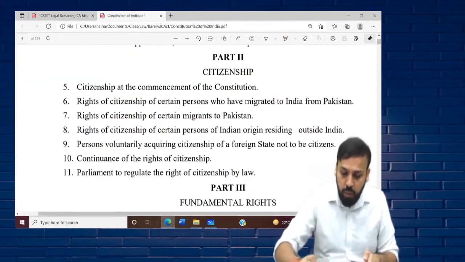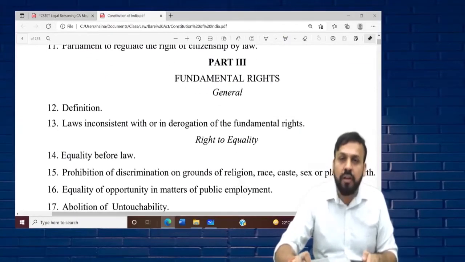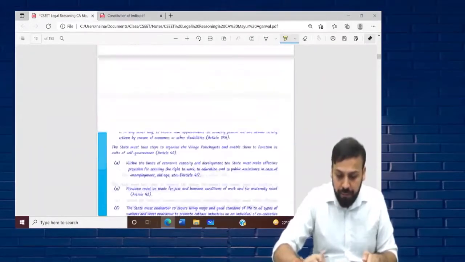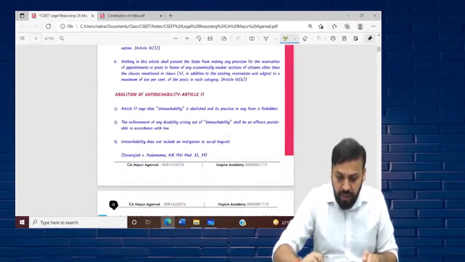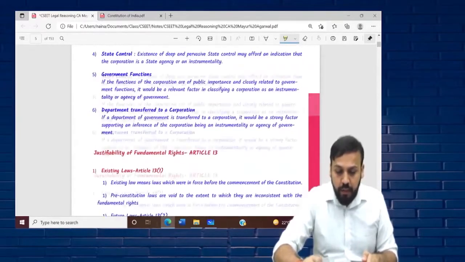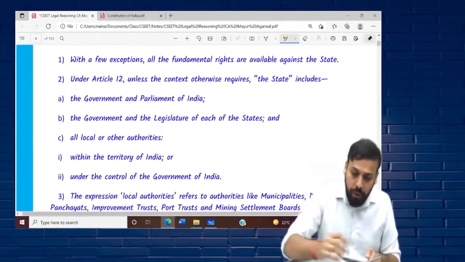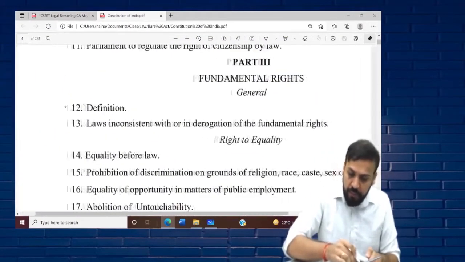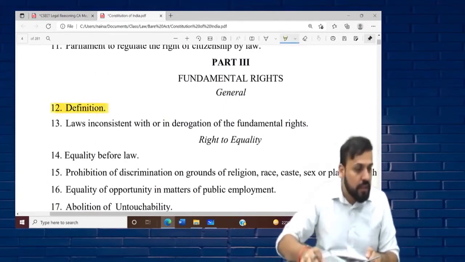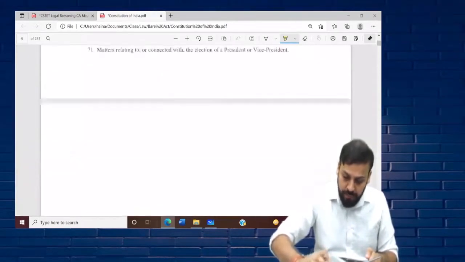Now let us come directly to Part 3, because that much is only there. In Part 3, what are your rights? The fundamental rights. First, Article number 12. They are talking about what a state is. Whenever the word state comes up, as per Article 12, what do you mean by the word state? Definition. Can you see this? Article number 12 is defining what? State. Let me show you this.